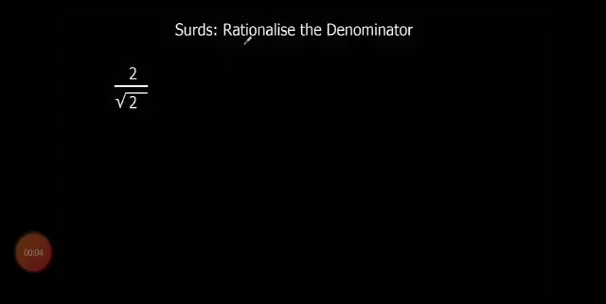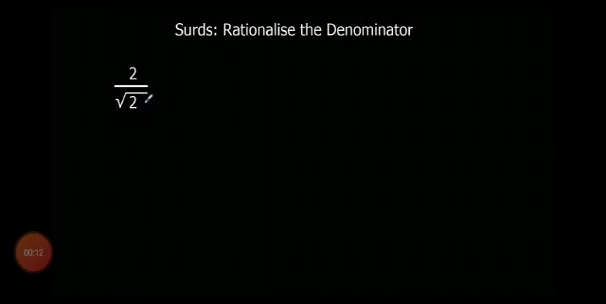Simplification of surds by using rationalized form, rationalizing the denominator. First one is 2 by under root 2. Now we are going to take the review of rationalization. This one we have done in last two lessons. First one is 2 by under root 2.